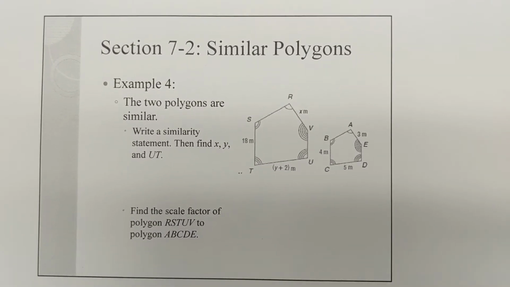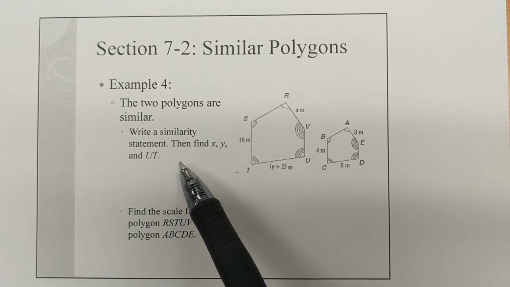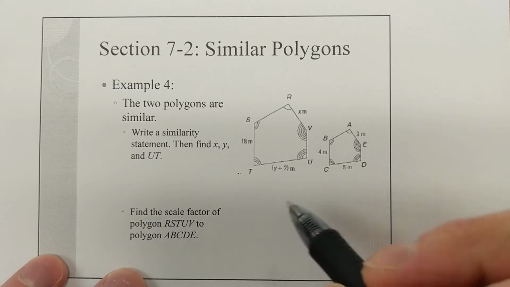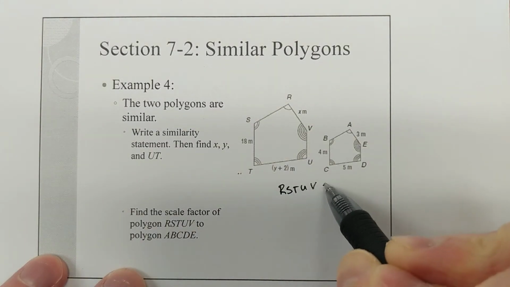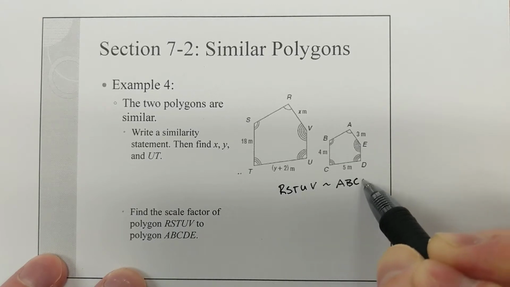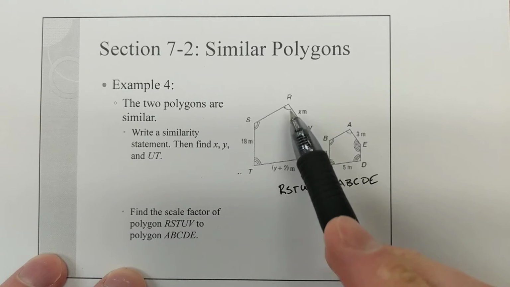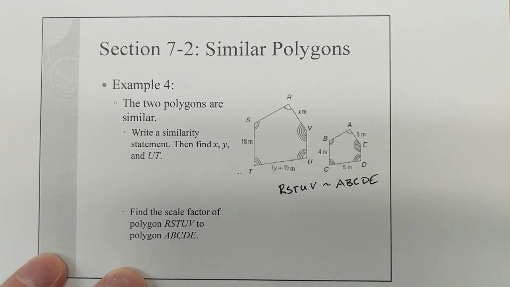Example 4 here, so it tells you that they are similar. Write a similarity statement, then find x, y, and UT. So the similarity statement would look like this. R, S, T, U, V is similar to A, B, C, D, E. Now you have to go in order. So if you start at the single arc, you start at the single arc. So I went single, double, triple, quadruple, pentuple. Same order going that way.